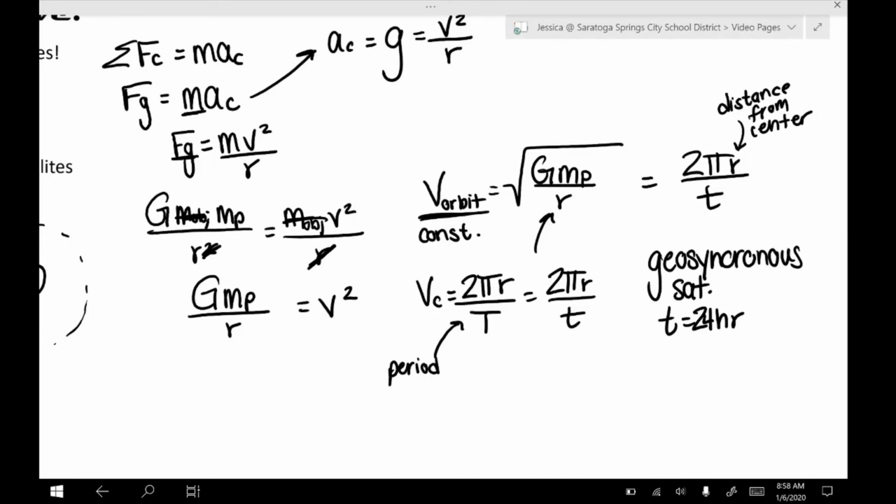Okay. So this is a very useful equation. Again, it's not really anything new, just remembering that gravity can be a centripetal force, does cause things to move in circles, and all the consequential equations from that.